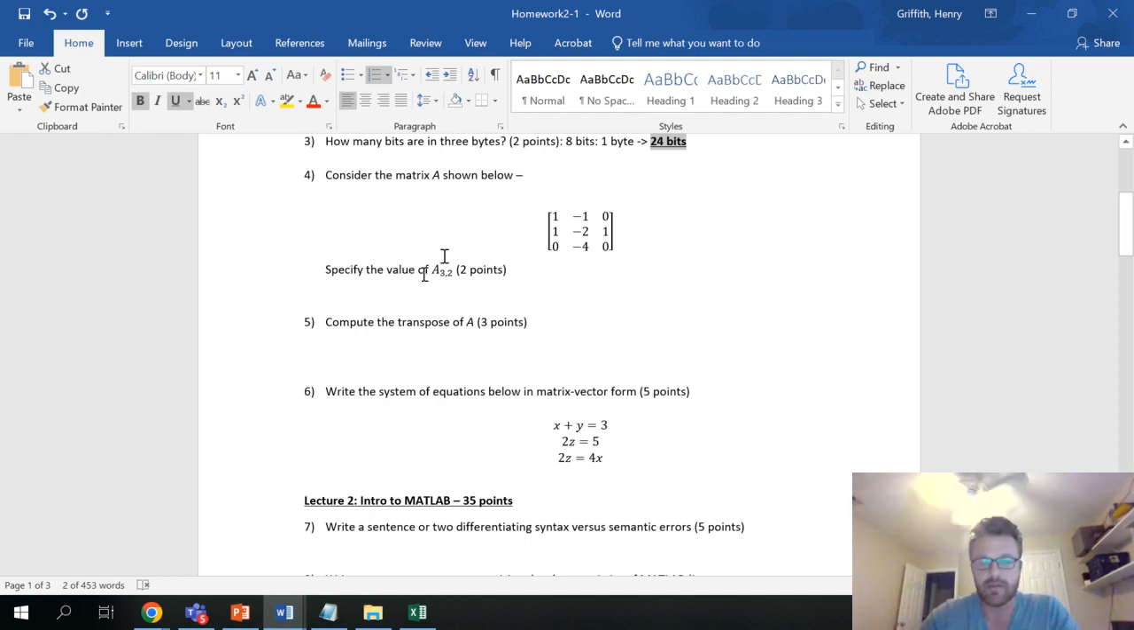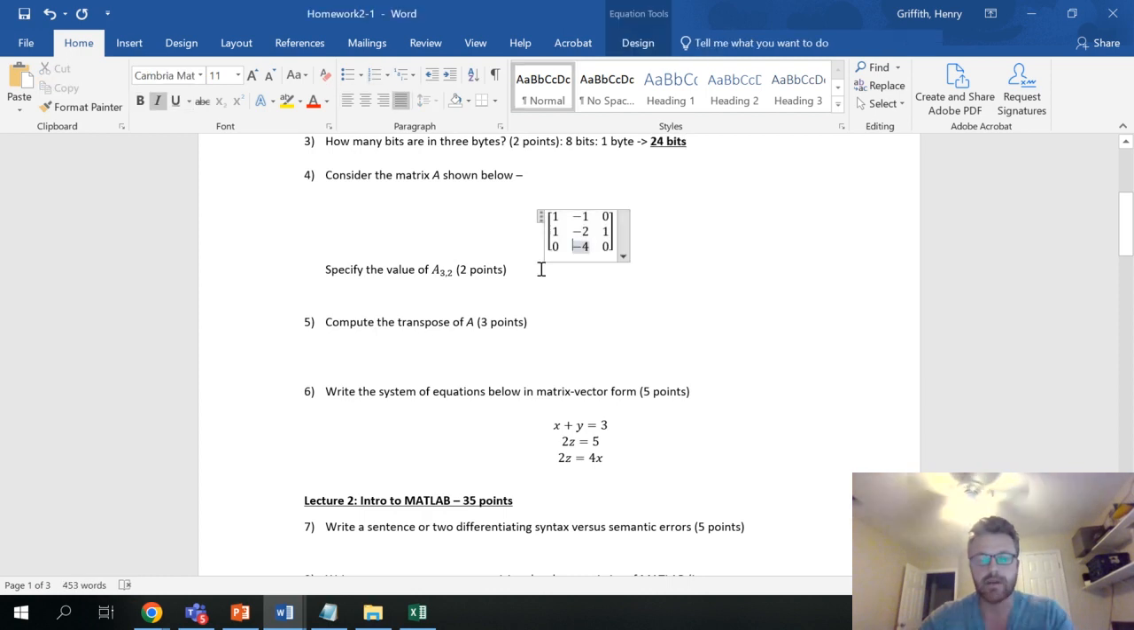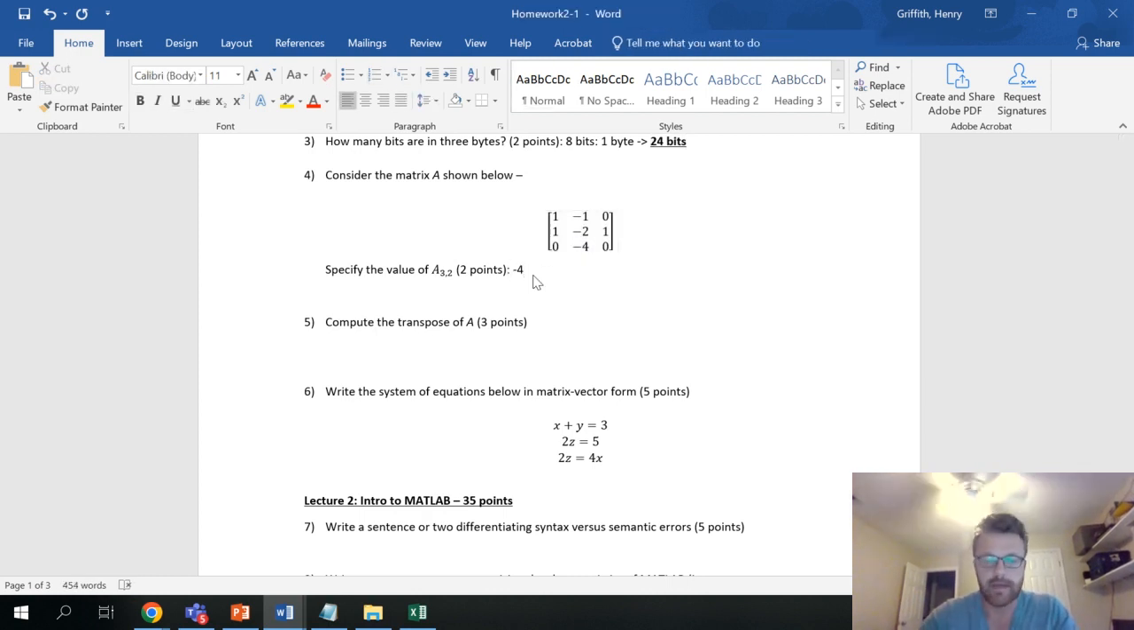So we want to find the value of a subscript 3 comma 2. Remember that by definition, matrices are a structured collection of scalars, and we define their structure by their number of rows and by their number of columns. So this, starting in the upper left, has 1, 2, 3 rows, 1, 2, 3 columns. So the element in the third row and the second column is going to be -4 here. So let's write in -4 for that.